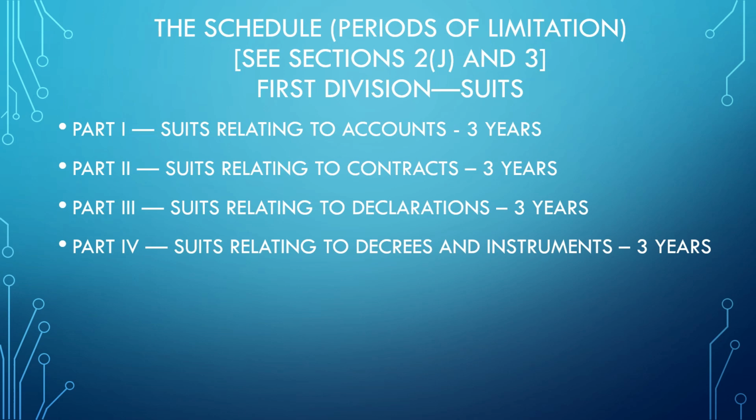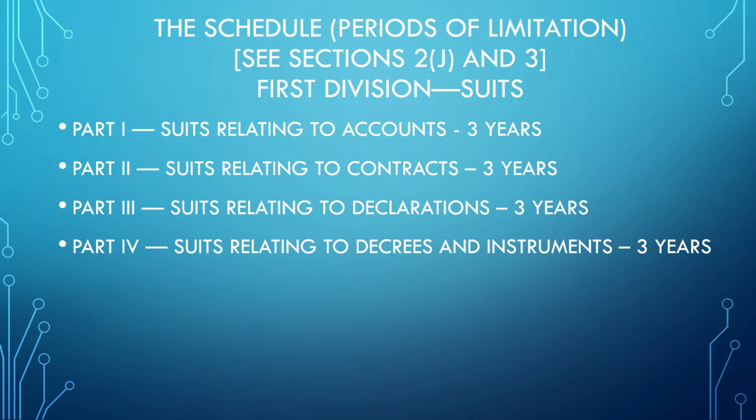Now, coming to the schedule, which specifies the period of limitation. This schedule speaks about section 2(j) and 3. This schedule is connected to those 2 sections. The first division is pertaining to suits.